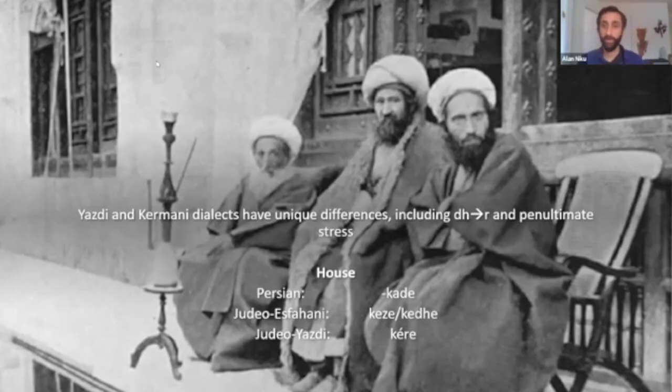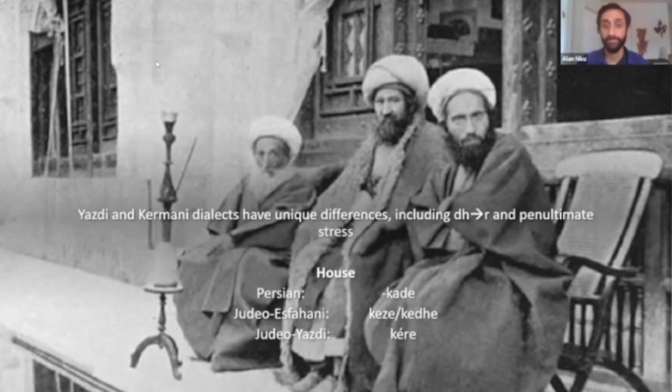Now, Yazdi and Kermani, these are both also Judeo-Median dialects, and they're kind of the furthest east, so they have features of their own that are quite different from other ones. So these features include that same th sound becoming an r, and they also have penultimate stress. All these other languages have final stress, so the last syllable is stressed. So you'd say osohu, but in Yazdi, it's the second to last. You would say osohu.